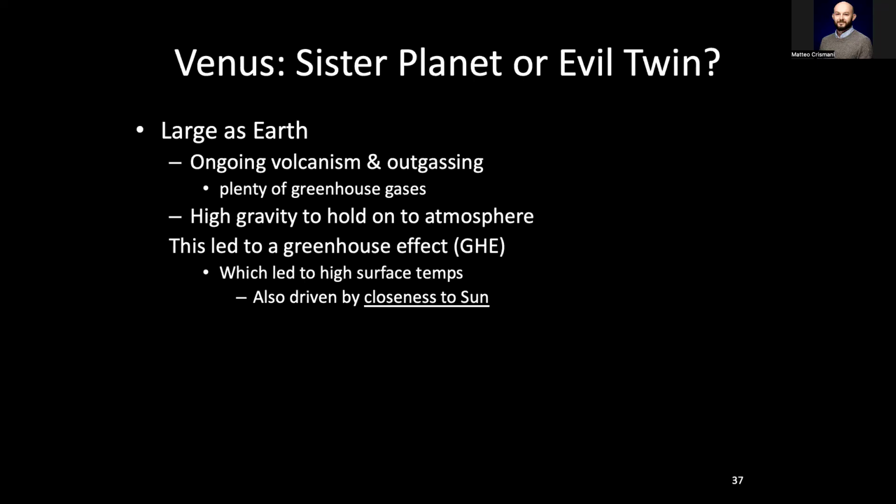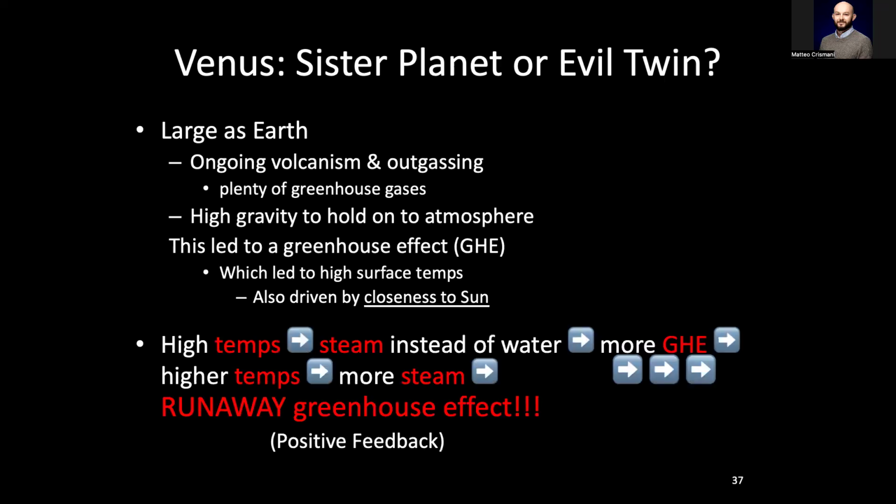This led to greenhouse effect, led to high surface temperatures. It's also closer to the sun than we are. So it had a lot of energy to trap. It did that super effectively. Okay. This is an example of a positive feedback.